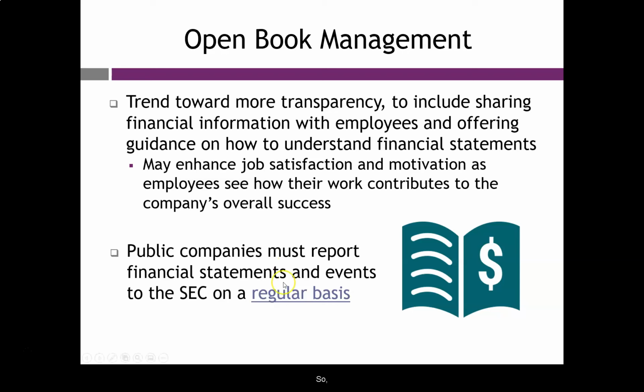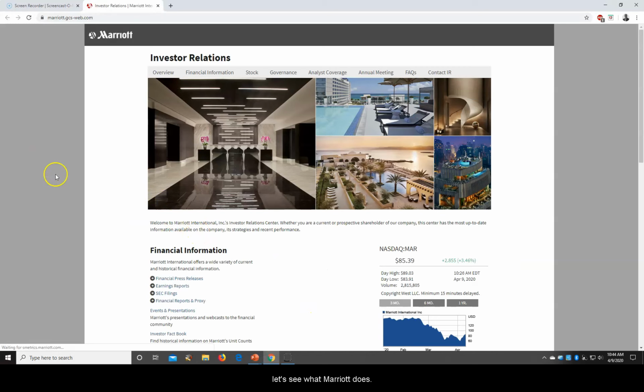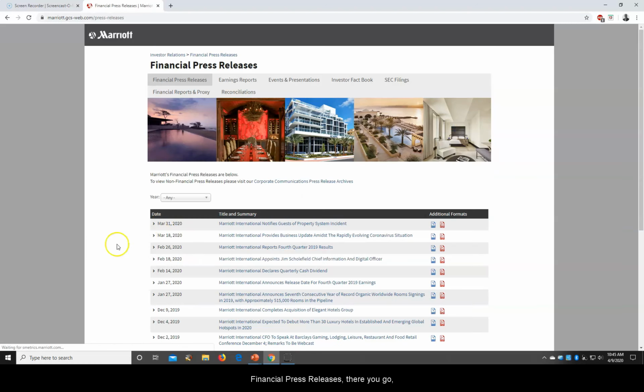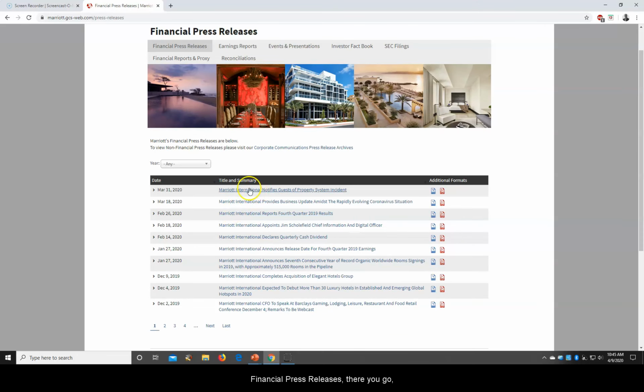Okay, so we talked about public companies. They have to do it on a regular basis. Since we talked about Marriott today, let's see what Marriott does. They have an investor relations page right on their website. And look at this, financial press releases right there. Their SEC filings right there. Earnings reports right there. So, financial press releases, there you go.